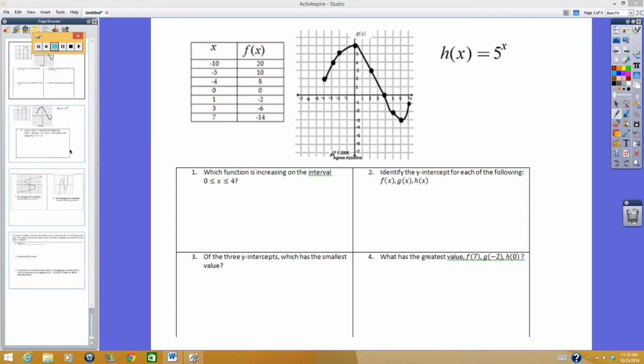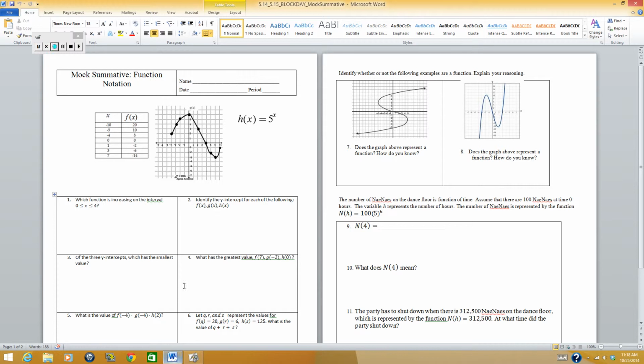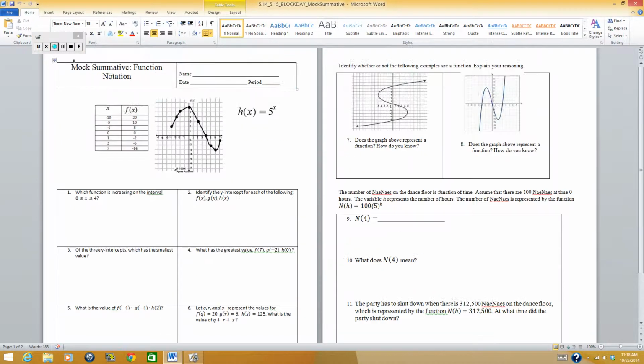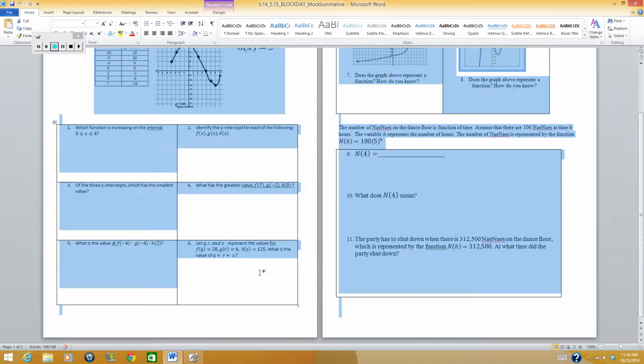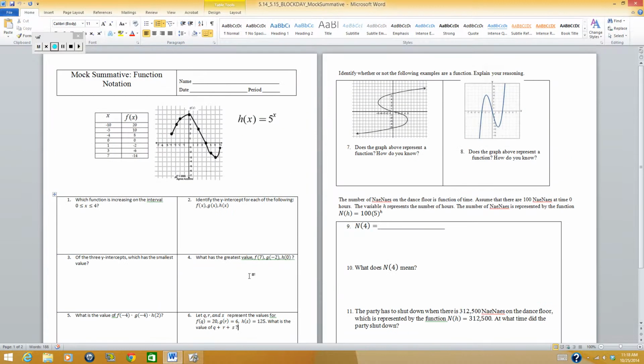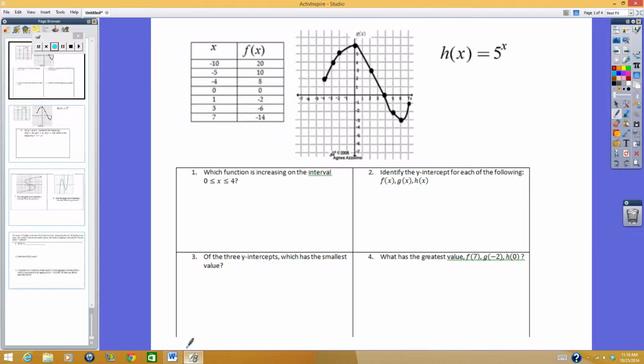Alright, so I'm not going to do every problem from this review sheet. If you didn't notice, it says that it is a mock summative. Essentially what this means is that the information on the front and back of your homework for this weekend is going to look a lot like the last front and back page of your assessment. So please take this seriously when you're doing it, okay?